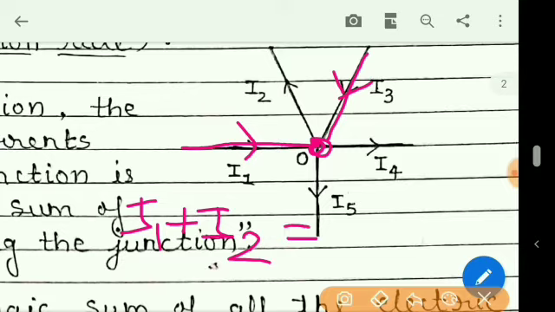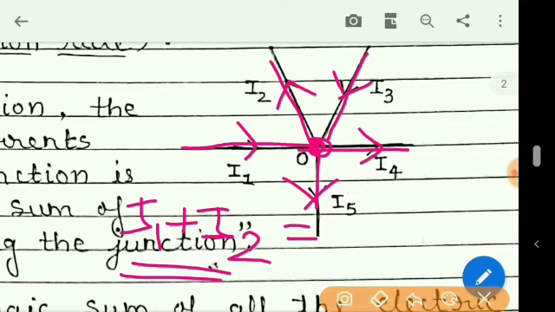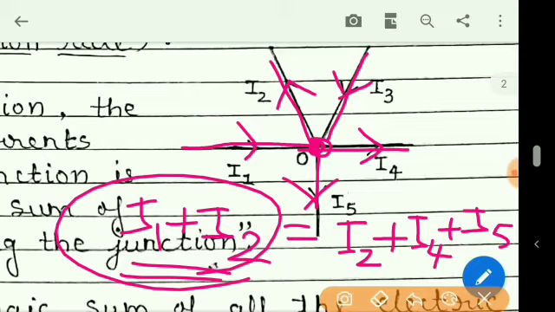Should be equal to, which are the currents moving away from the junction? You can see this current I2, current I4 and current I5. They are moving away from the junction. So these total currents which are coming towards the junction should be equal to the total current moving away from the junction. So I2 plus I4 plus I5 is equal to this.